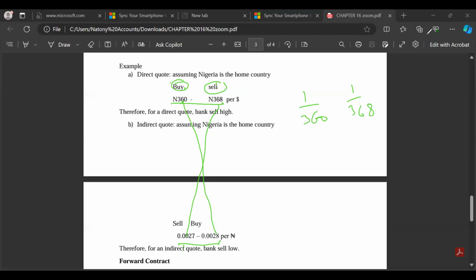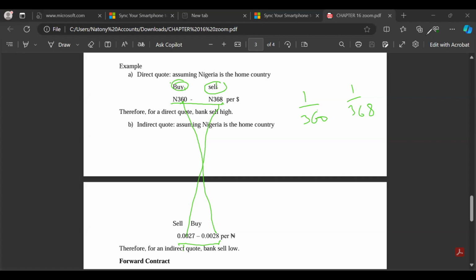In my next video, I will be walking you through the forward contracts, how to calculate the forward contracts, and also show you some of the techniques that you need for your exam.